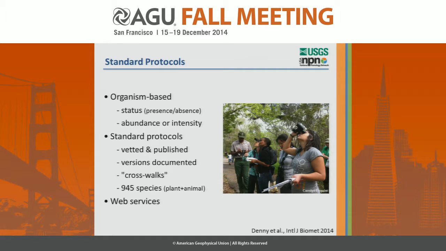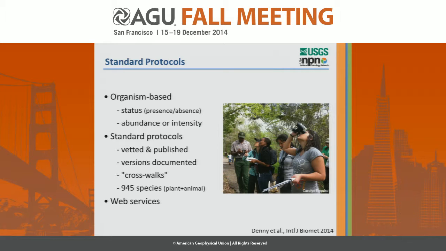We're asking people to track the status of them, i.e. the presence or absence of a particular phenological phase, like leaf out or flowering or migration or reproduction. And we can also ask them to estimate what is the abundance or the intensity of those phenophases. So you can actually get nice ecological data. Again, very, very complicated ecological data.